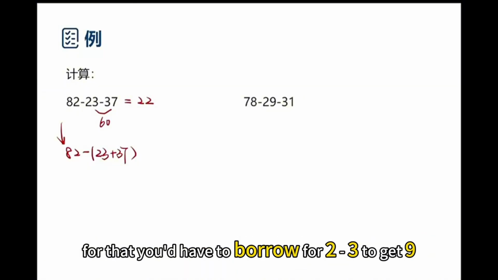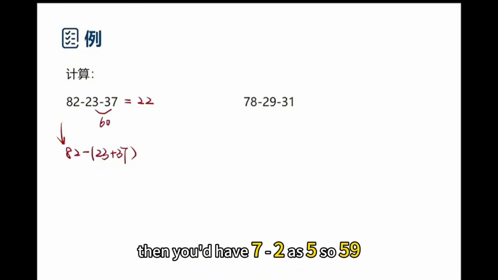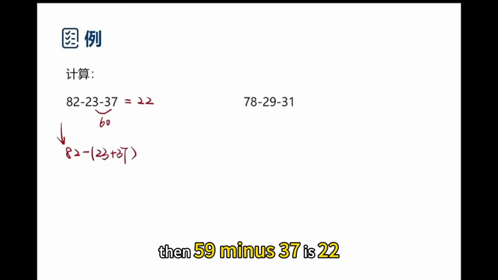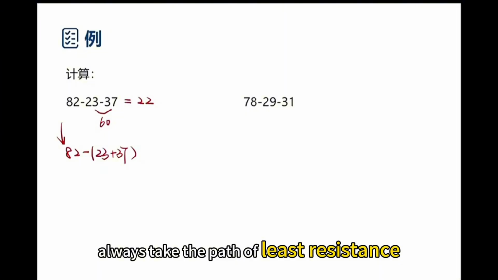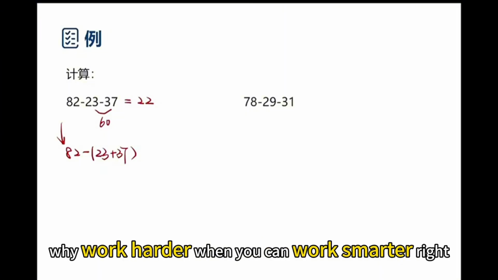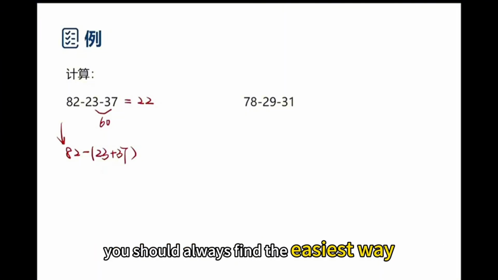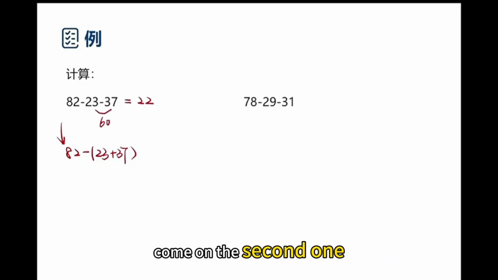For that you'd have to borrow for 2 minus 3 to get 9. Then you'd have 7 minus 2 is 5, so 59. Then 59 minus 37 is 22. You see, that's just too much work, isn't it? Always take the path of least resistance. Why work harder when you can work smarter, right? You should always find the easiest way.